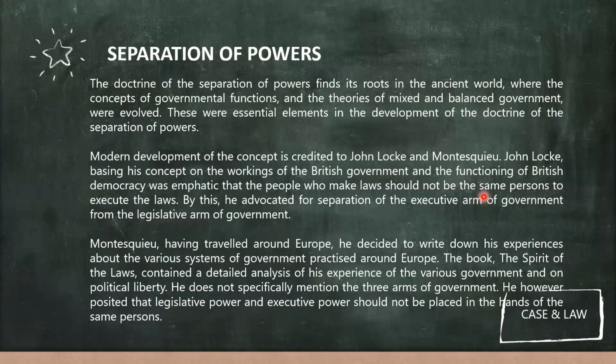So one person should not be manning these two major functions. But the principle is not just for the executive and the legislature, it applies to all three, which is legislature, judiciary, and executive. But the clash seems to be with the legislature and the executive, where you seem to have certain persons playing very key roles in these areas. According to John Locke and then Montesquieu, this shouldn't happen.